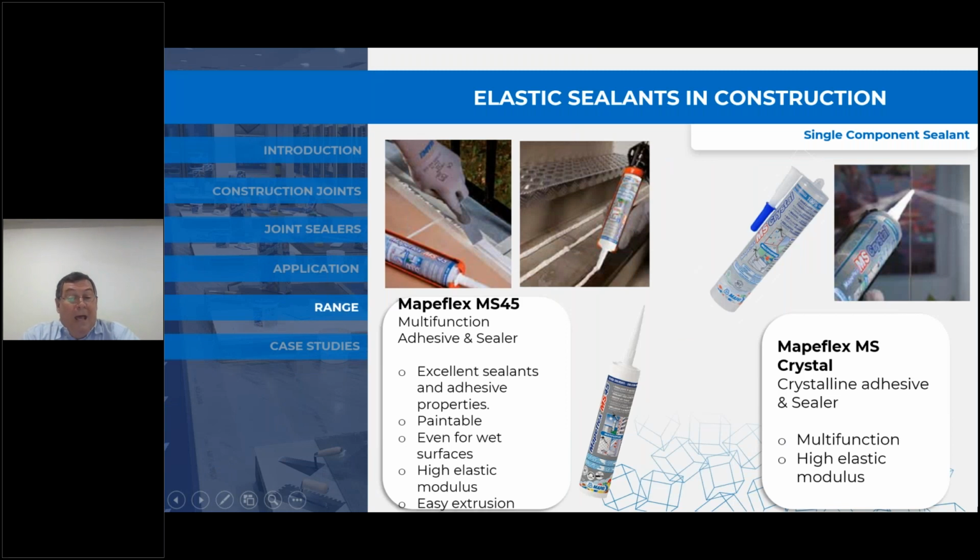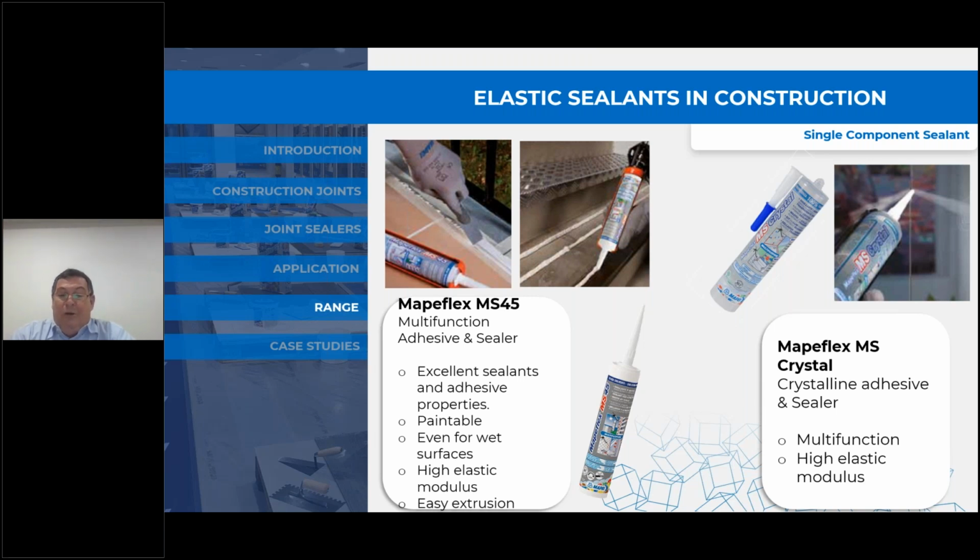Okay, we move on to now the hybrid materials. So Mapei MS45, multifunction, again, it's an adhesive sealant, with excellent sealant and adhesive properties. It's paintable, even for wet substrates. So the MS products, particularly MS45 and MS Crystal, can be applied even on damp substrates and get good adhesion. So it's a unique characteristic of this product. They have high elastic modulus, and they're also quite easy to extrude.